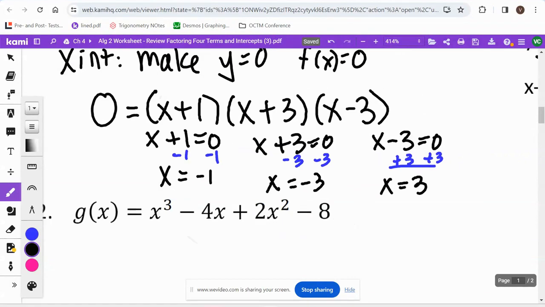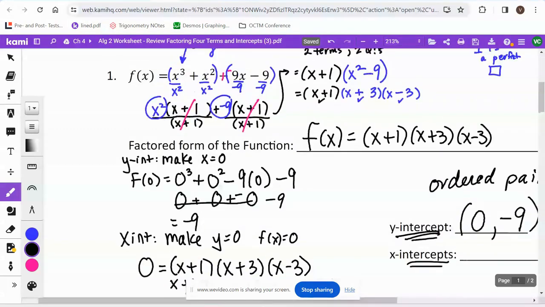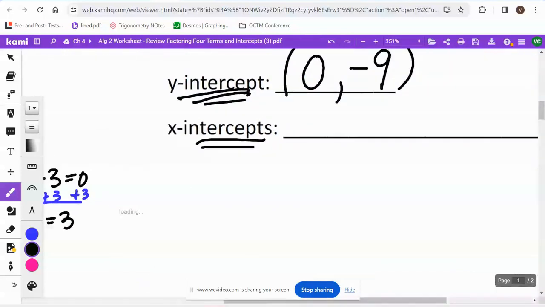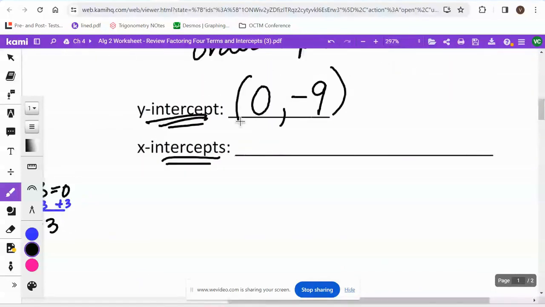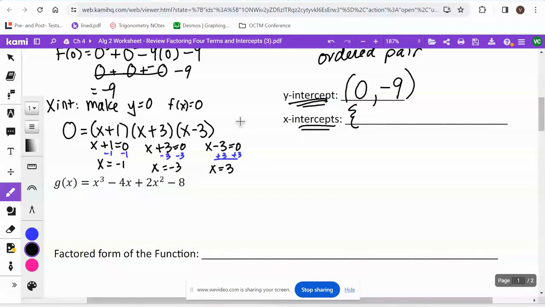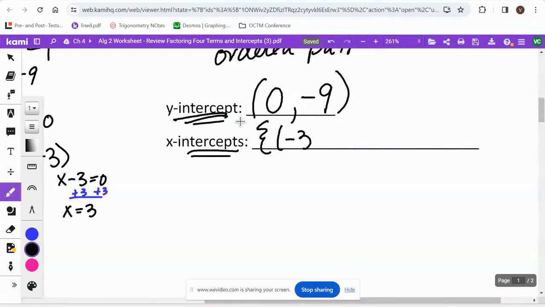But I got 3 answers. And how many was I supposed to get? 3. Oh yeah, we wrote that at the beginning. Degree 3, that means 3 answers. When we write our x-intercepts, which one is going to come first? The smallest, so -3. But I'm not just going to write -3. -3, 0, because it's an intercept, we write an ordered pair. Then the next smallest is -1, and then the largest 3.